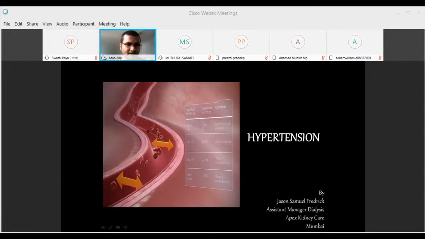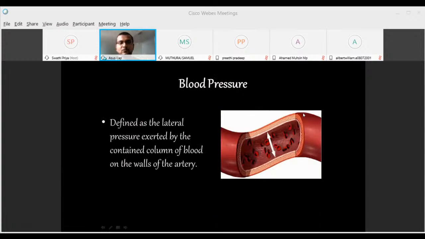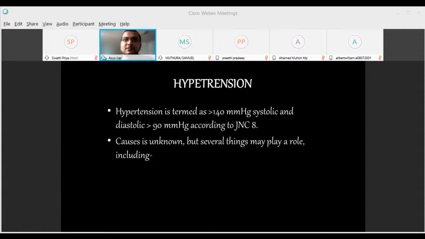Okay, so hypertension. What do you mean by hypertension? That is the blood pressure. It is defined as the lateral pressure exerted by the contained column of blood on the walls of arteries. That is, blood pressure is a measurement of force applied on the artery walls. Hypertension is an increase in blood pressure. Normally, we call it increase in blood pressure.